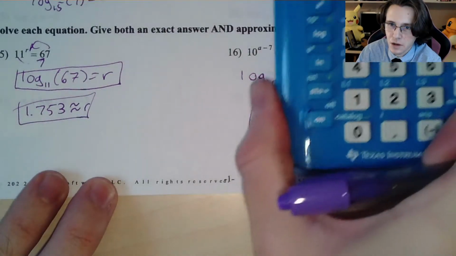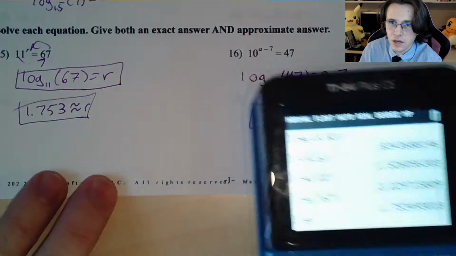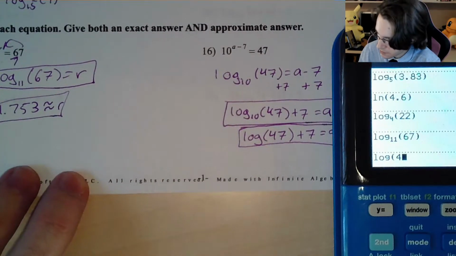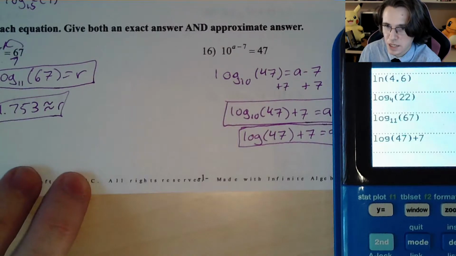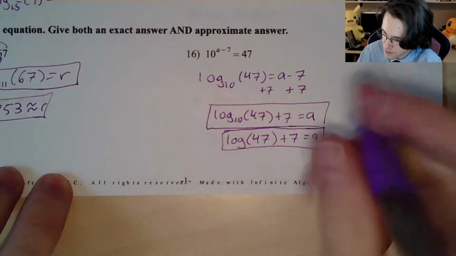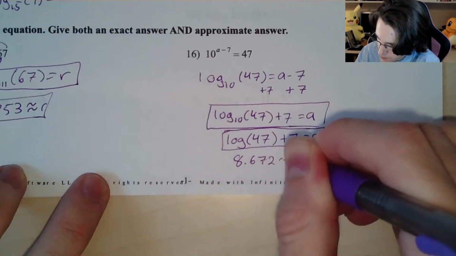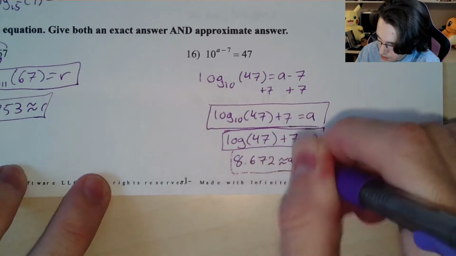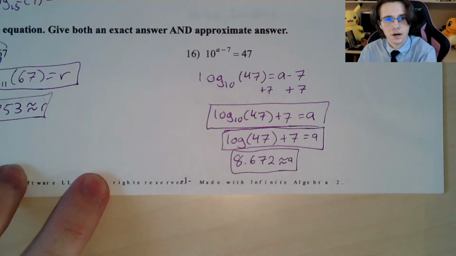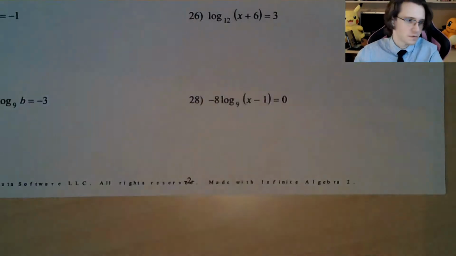And on our calculator, we can just hit the log button right here next to the number 7. And log of 47 plus 7 on the outside there. Turns out that's 8.672. There we go. Finishing it off, that was our first page. Let's go to the next page.